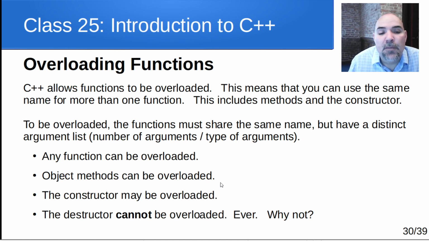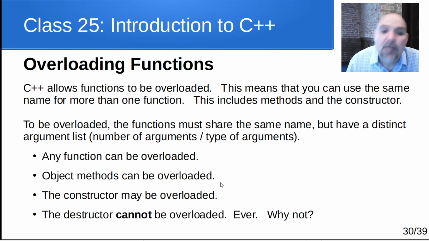But in order for the compiler to figure out which one you actually want, we have to have a distinct argument list, meaning the number of arguments has to be different, or the types of those arguments have to be distinctly different. So in other words, I could not have 2 functions of the same name called print that both just had a single int.